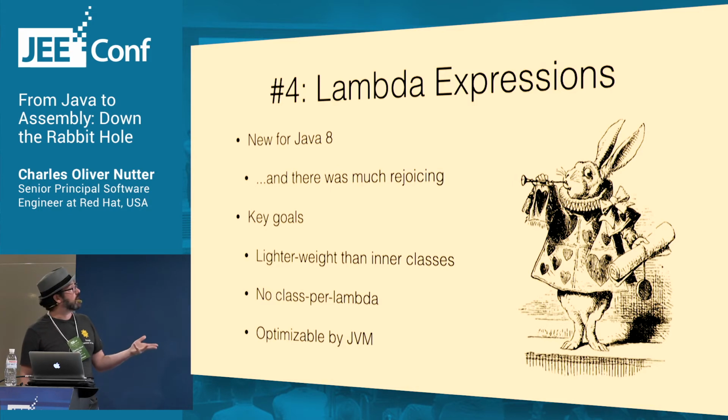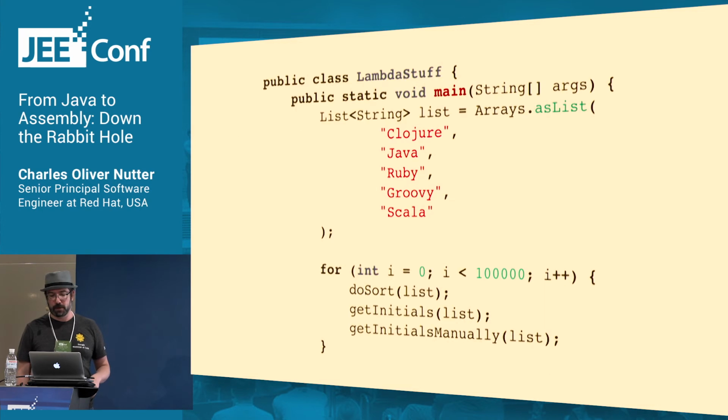Very exciting again in Java 8. I was looking forward to this after being a Ruby developer for a long time. Now, the key goals here would be lighter weight: we don't have extra class files on the file system, and ideally, the JVM would optimize them well. So here's our little harness that we're going to use.